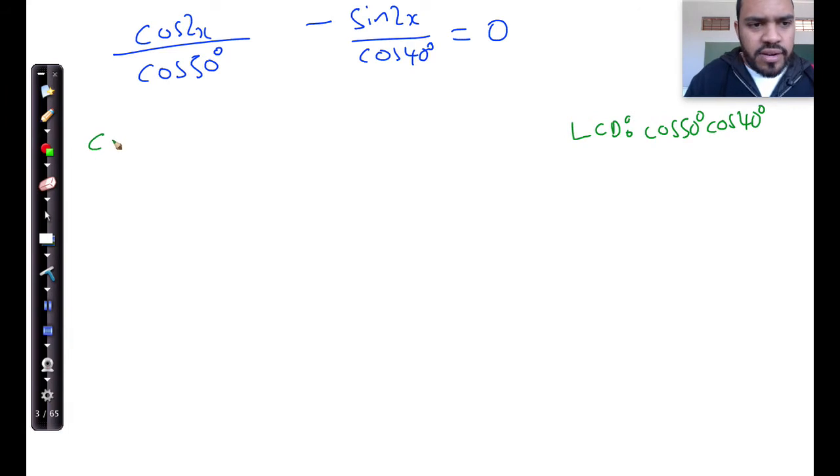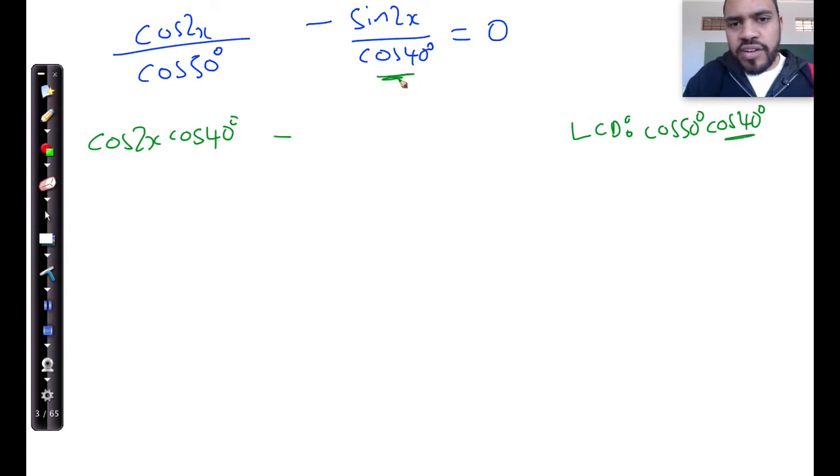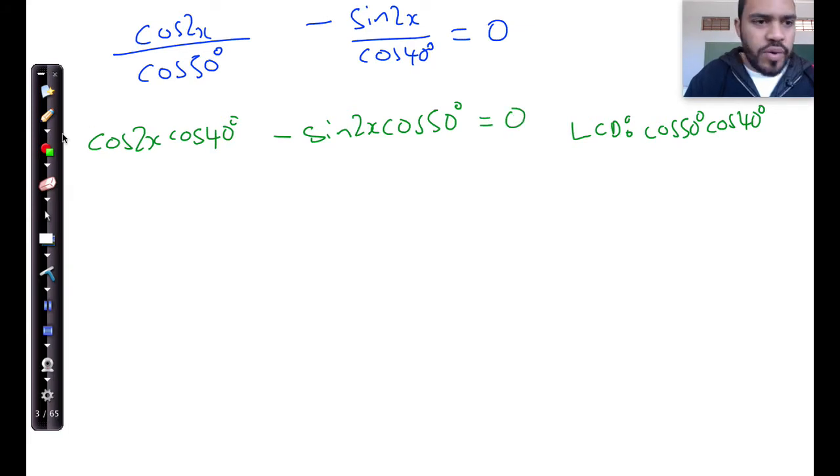So let's put that in. Cos of 2x multiplied by cos of 40 degrees, right, minus. Now, cos of 40 cancels out with cos of 40 over here. And now I have sine of 2x multiplied by cos 50. All right, so I'm going to put in sine of 2x times cos of 50 degrees. And that's equal to 0, right?